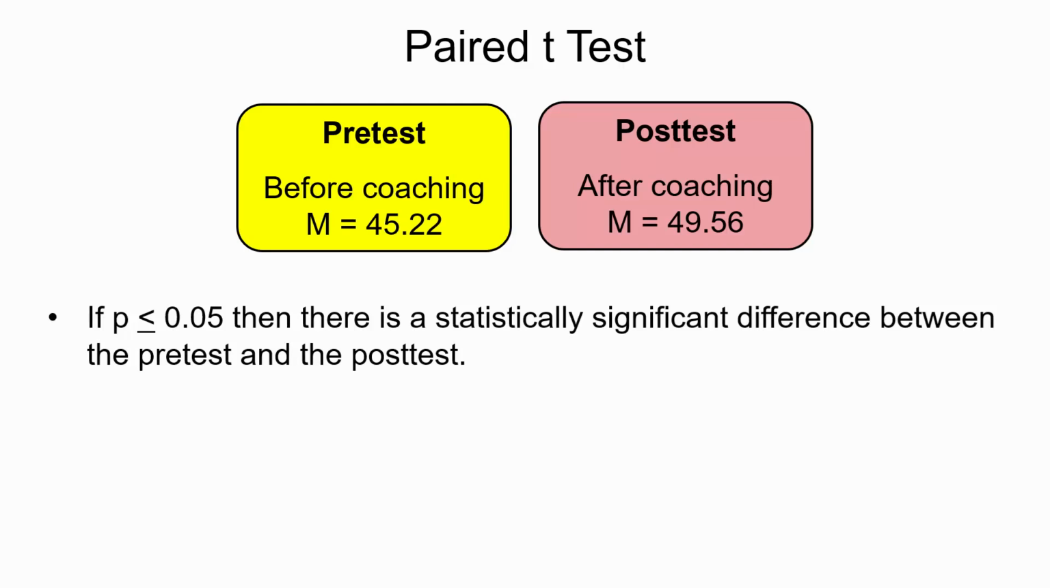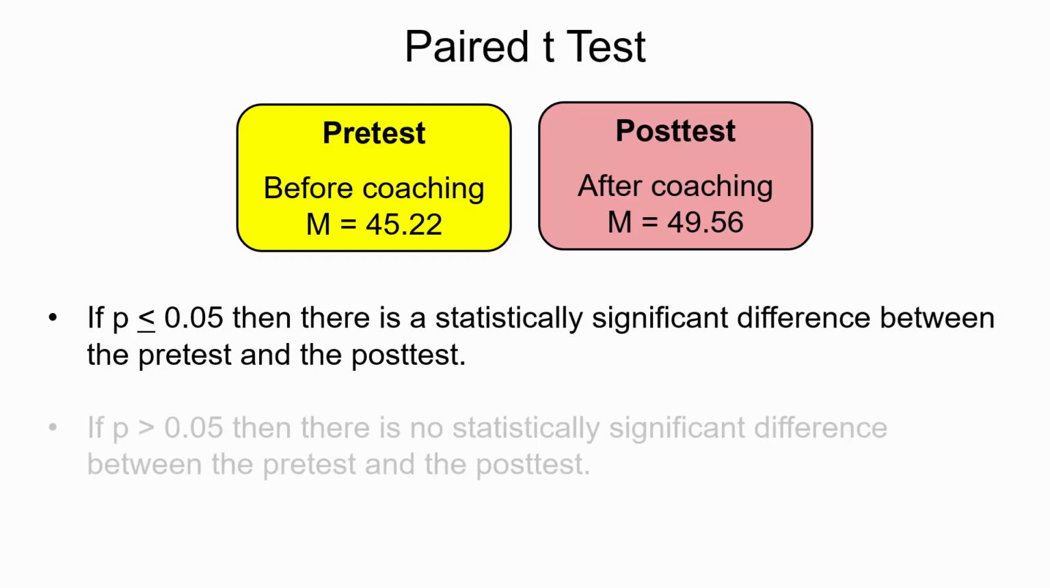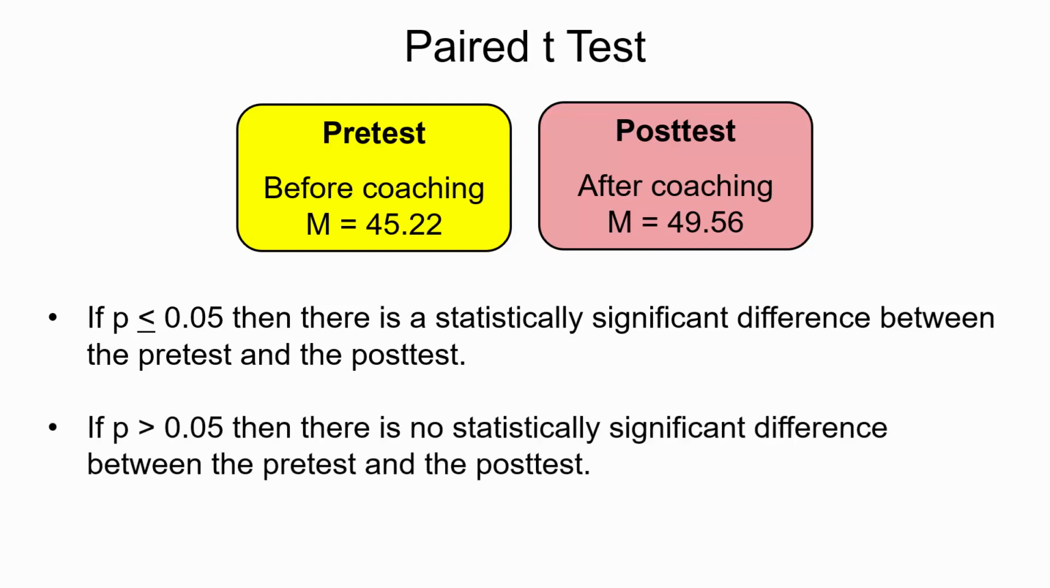If the p-value is less than or equal to 0.05, we would conclude that there is a statistically significant difference between the pre-test score and the post-test score. If the p-value is greater than 0.05, we would conclude that there is no statistically significant difference between the pre-test score and the post-test score. The scores were about the same at both time points.